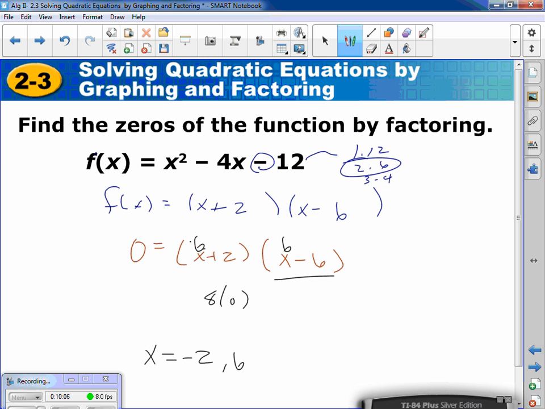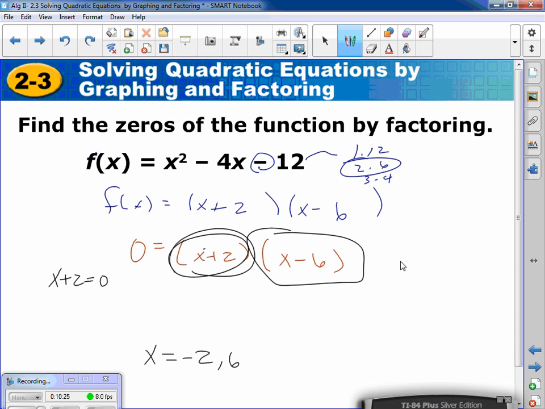Those are your answers. Where did you get 8 from? 6 plus 2. Oh, plus. What you're really doing, let me erase. You're taking this piece right here and going x plus 2 equals 0. Then you're taking this piece right here and going x minus 6 equals 0. You're setting them both equal to 0, and you're solving. You should be able to look at these and tell me that the answer is this. You'll be able to catch on to that later.